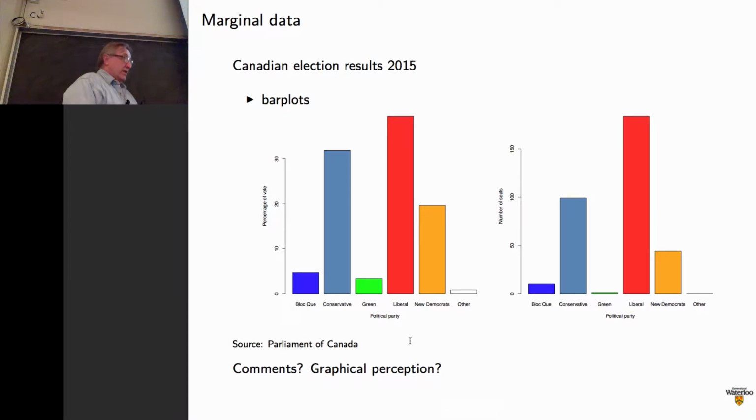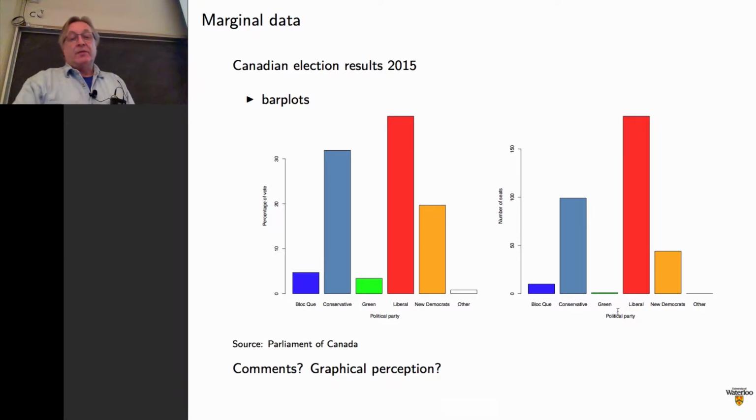I can ask you another question, though. If I look at this, what proportion of the votes were gained by the Conservatives and the Bloc Québécois and the Green Party combined? That's a little more work, right? You're going to have to read these off, maybe add them up, or imagine stacking these 3 things on top of each other to see, and then read off the total at the end.